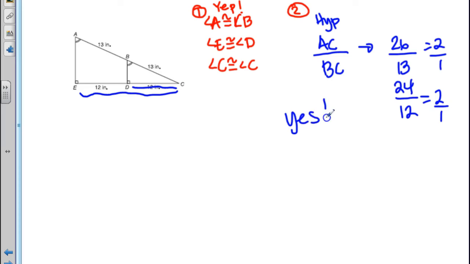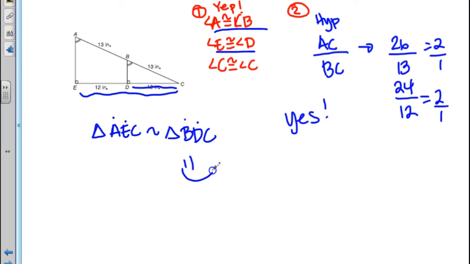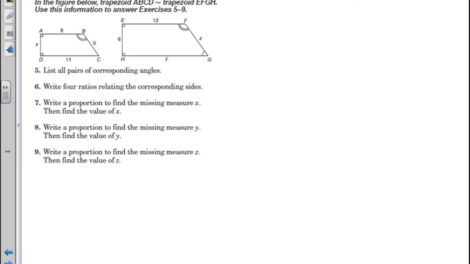Similarity statement. Triangle AEC is similar to triangle BDC. Make sure they match. A goes with B, E goes with D, C with C. Yay!